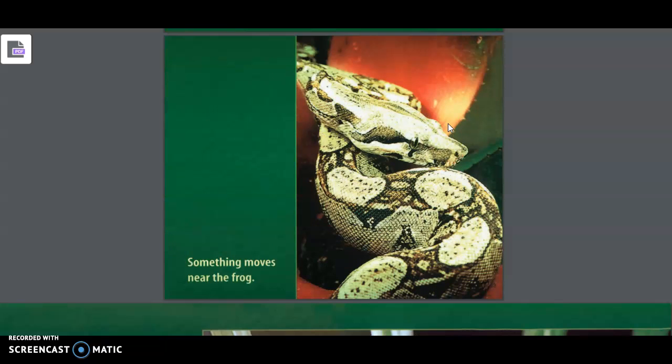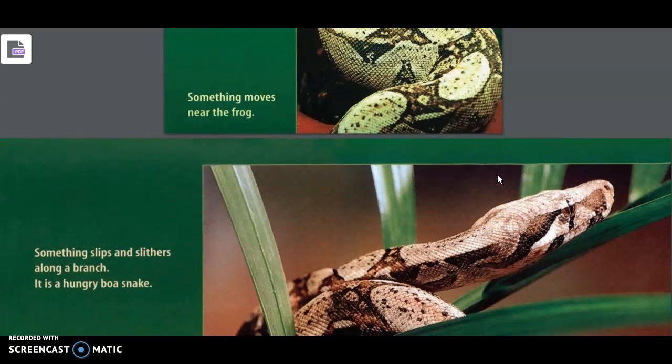Something moves near the frog. Oh, what is it? If we didn't have that picture, we wouldn't know, but because there's the picture, they've added that detail, we know that it's a snake.